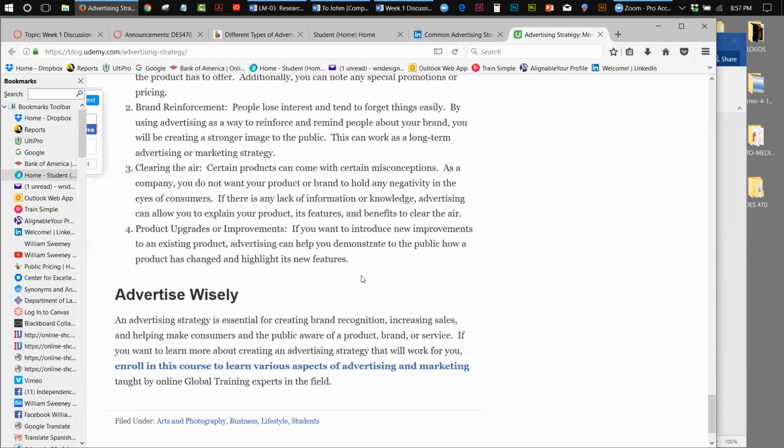Advertise wisely. An advertising strategy is essential for creating brand recognition, increasing sales, and helping make customers and the public aware of a product, brand, or service. If you want to learn more about creating an advertising strategy, you can go to this link.